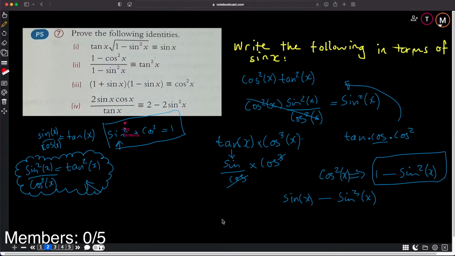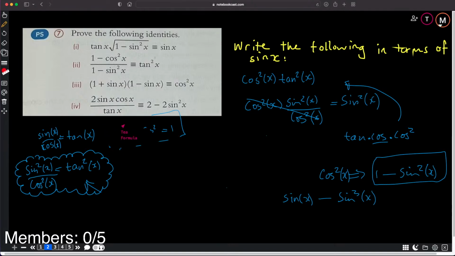It doesn't say anything about expanding it fully, does it? No, it just says in terms of sine, so I think that's fine. Do we need any other? Let's get rid of that now. And there's one more, right?